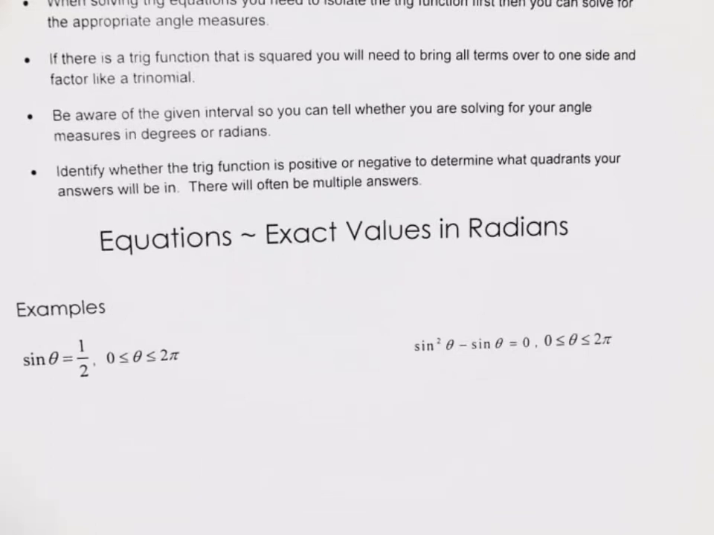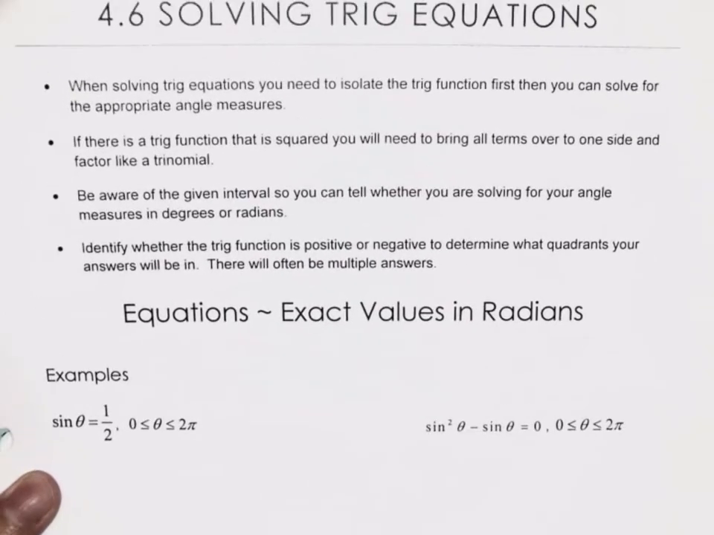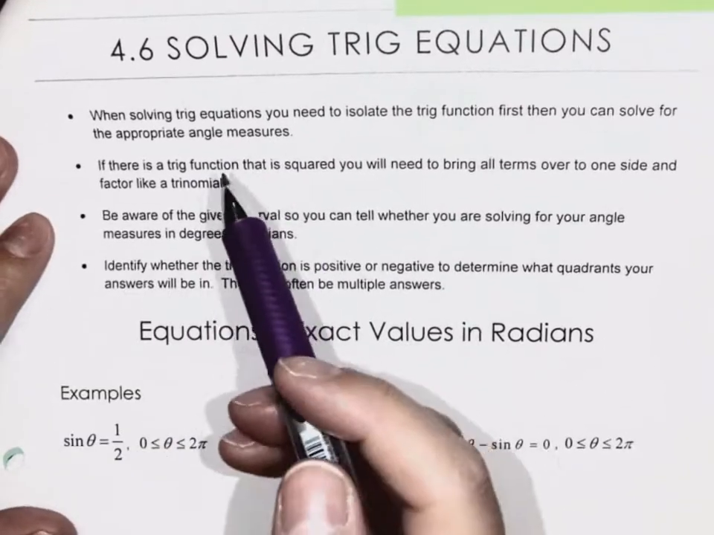So what we're doing is we're taking 4.5 and we're giving you an equation. You're going to solve the equation, then you're going to do 4.5 stuff on it. Okay, so we're building on top of it. So a couple of quick things.